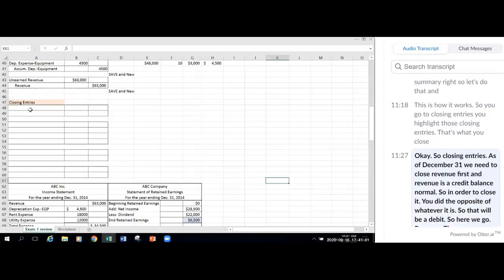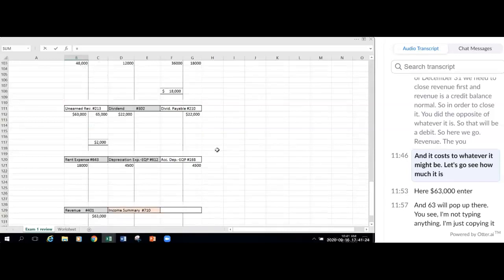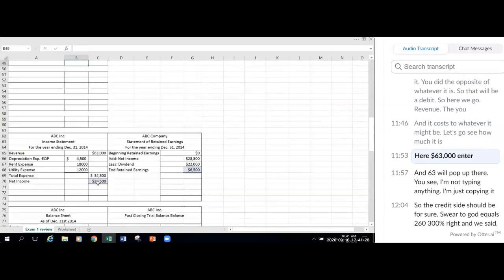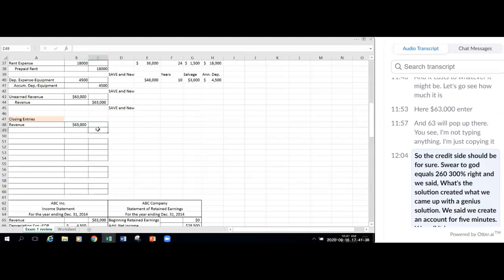Okay, so closing entries as of December 31st, we need to close revenue first, and revenue is a credit balance, normal. So in order to close it, you do the opposite of whatever it is. So that will be a debit. So here we go, revenue, and equals to whatever it might be. Let's go see how much it is. Here, $63,000, enter. And 63 will pop up there. You see, I'm not typing anything, I'm just copying it. So the credit side should be for sure equal to 63, 100%, right?